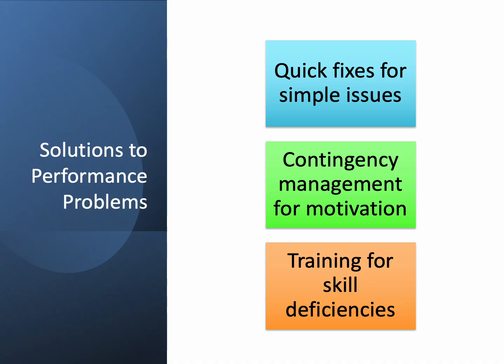Addressing performance problems requires tailored solutions. Quick fixes, like clarifying instructions, resolve simple issues. Contingency management, such as rewarding good performance, boosts motivation. Training is ideal for genuine skill deficiencies, like teaching software use to IT staff. For example, a call center with high error rates might implement training for technical skills and incentives for accuracy.